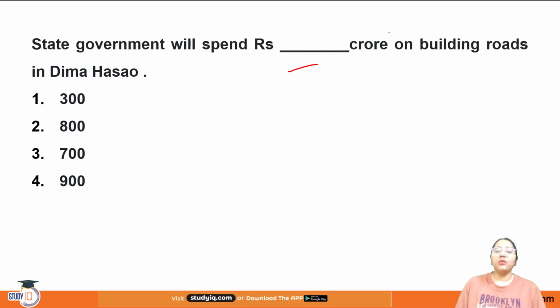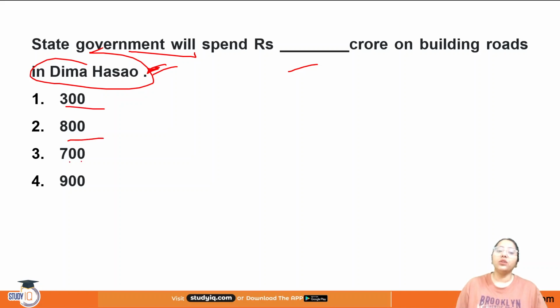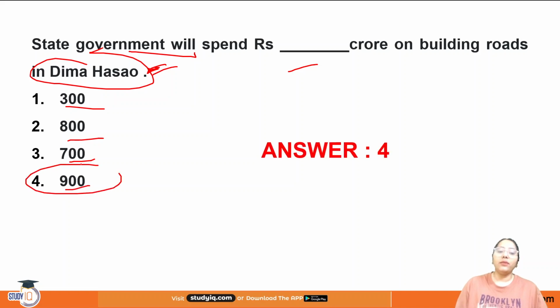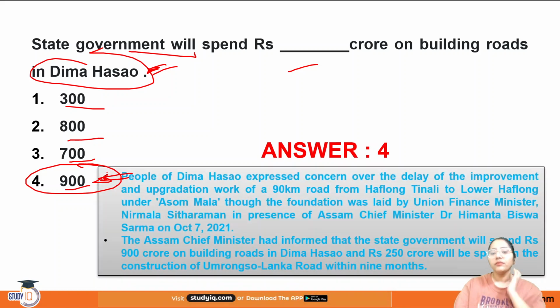Next question is about road construction in Dima Hasao. The state government decided to spend a particular amount for the building of roads in Dima Hasao. How many crore will be spent by the Assam government for the construction of roads in Dima Hasao? Options are 300 crore, 800 crore, 700 crore or 900 crore. The correct answer is 900 crore will be spent for road construction or road building in Dima Hasao district.